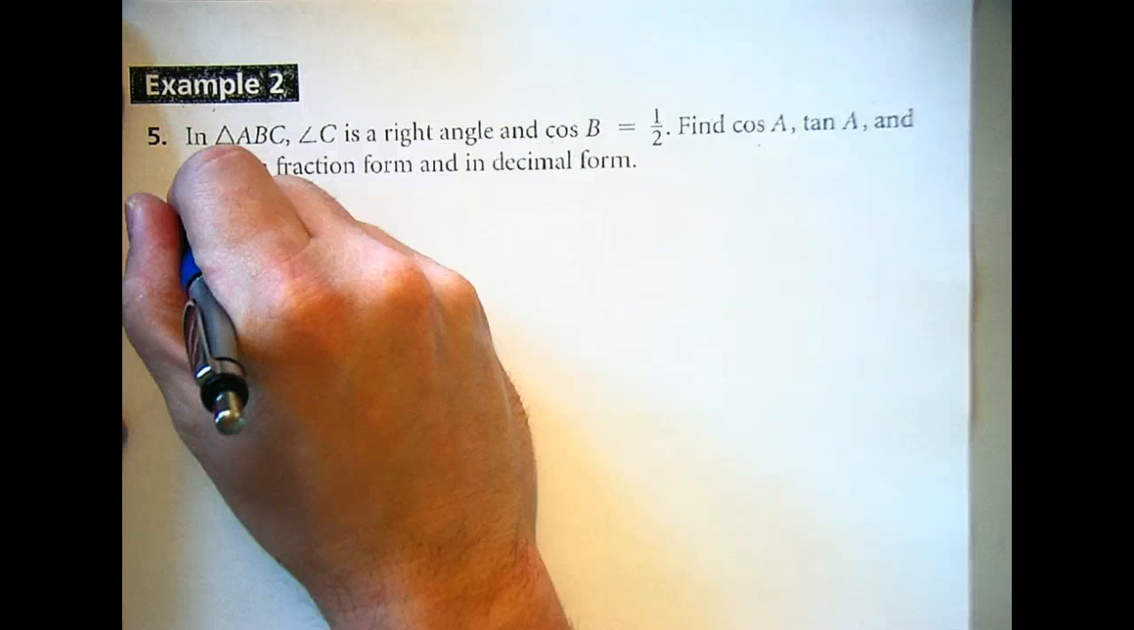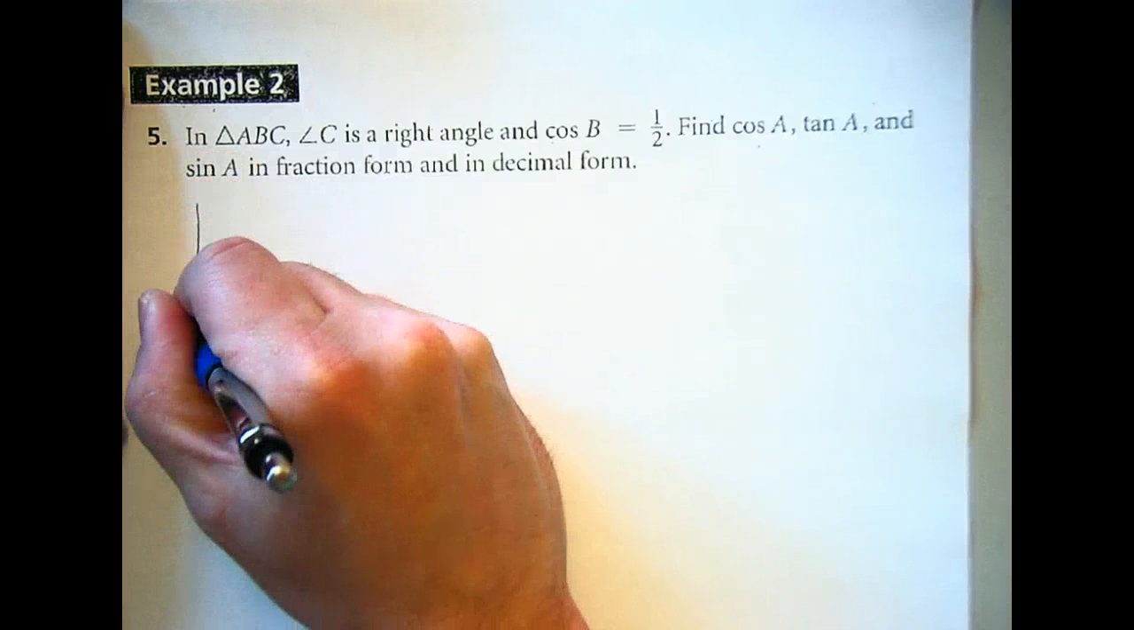Okay, in triangle ABC, angle A is the right angle, and cosine of B is 1/2. Find cosine A, tan A, and sine A in fraction and decimal form. Work with your group. Okay, if you're struggling, start by drawing the right triangle.